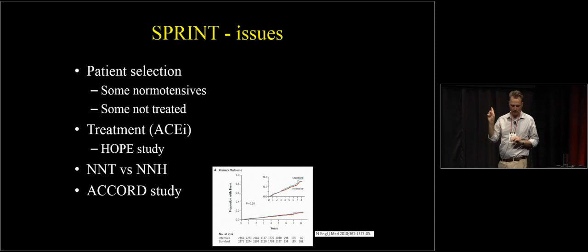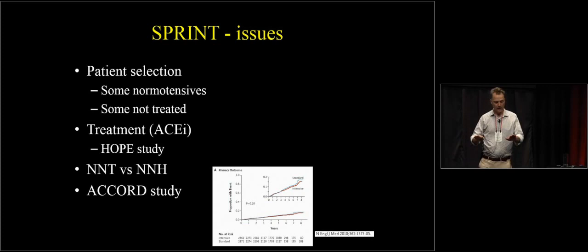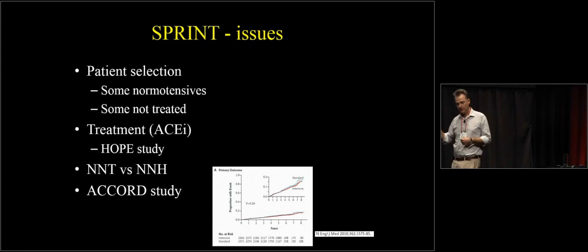And one of the other concerns is, is SPRINT an outlier? Because there was the ACCORD study a few years ago, 2010, which did exactly the same sort of thing in diabetic patients. They took a load of diabetic patients, put one lot in a standard blood pressure arm and one lot in an intense arm, and followed them for years, and there was no difference in outcomes in these diabetics. So the possibilities are that SPRINT is an outlier, or that diabetics are a bit strange.